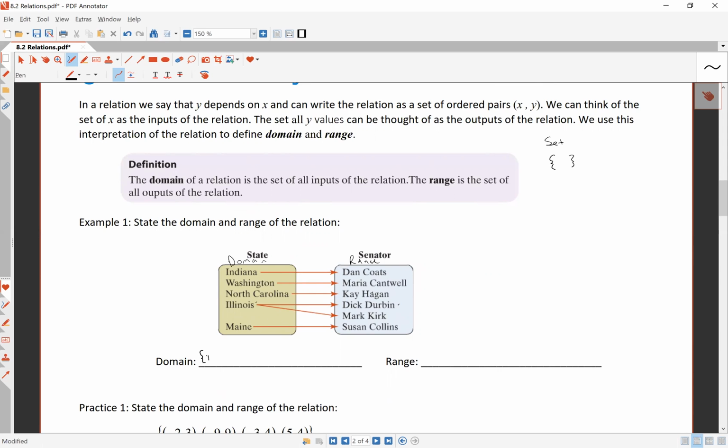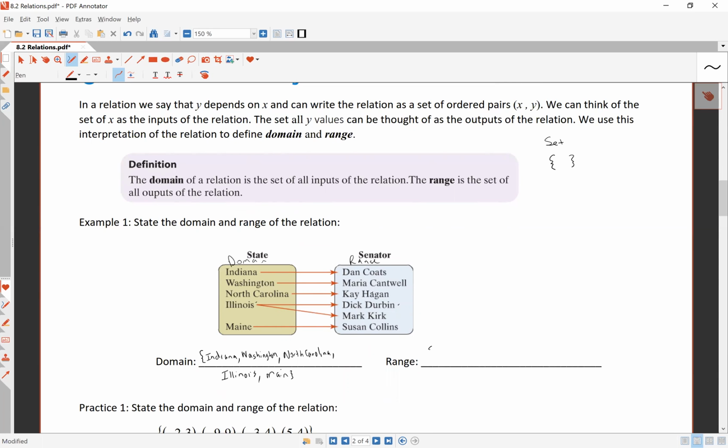So we say that Indiana is in the domain, Washington is in the domain, North Carolina is in the domain, Illinois, and Maine are all the elements in the domain.